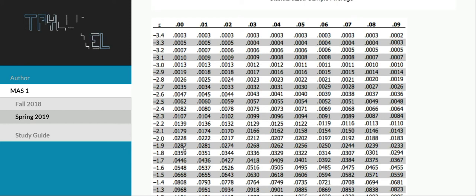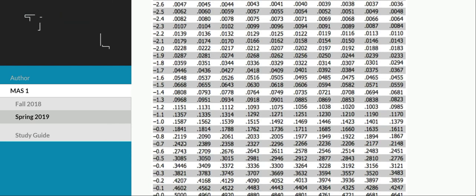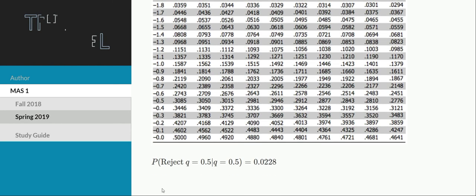But going to negative 2, since the normal curve is symmetric, the area to the left of negative 2 is 0.0228, which means the area to the right of 2 is that same value. And that is our answer. So the probability you reject that the true sample success rate is 0.5, given that the success rate really is 0.5, is 0.0228 using this normal approximation.